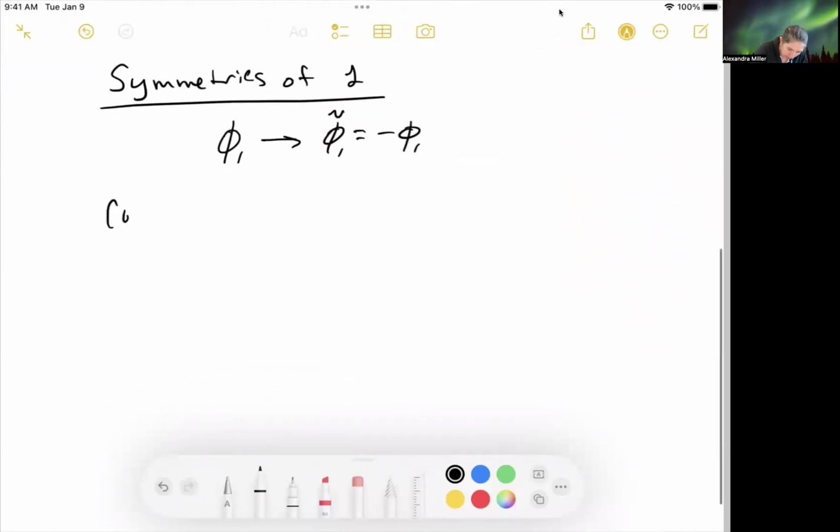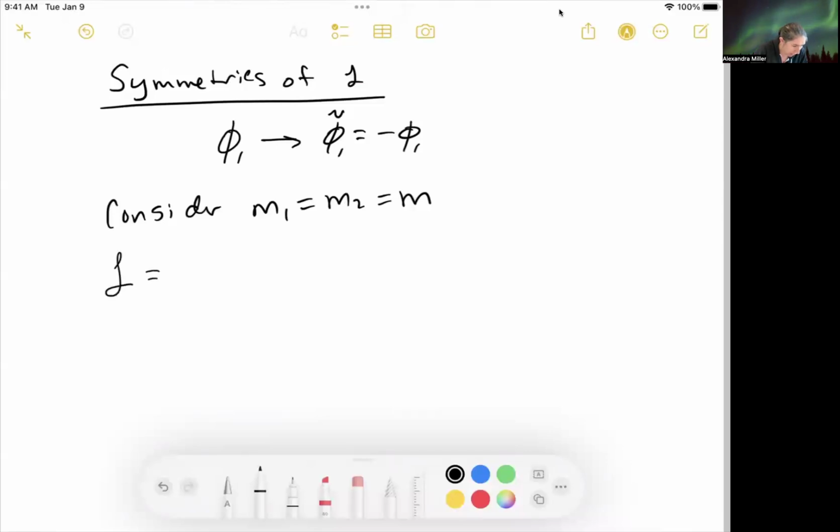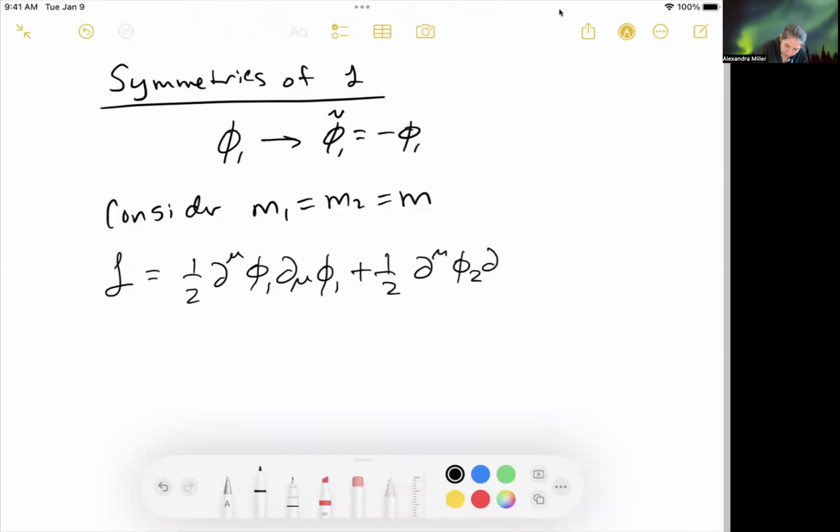So consider m1 equals m2 equals, I'll just call it m. So now we can write our Lagrangian as 1/2 d mu phi 1 d mu phi 1 plus 1/2 d mu phi 2 d mu phi 2 minus 1/2 m (phi 1 plus phi 2).